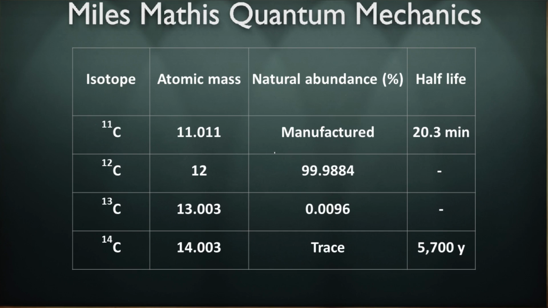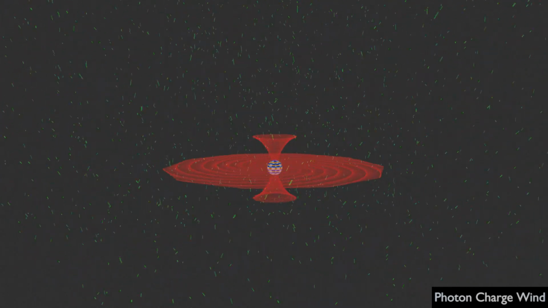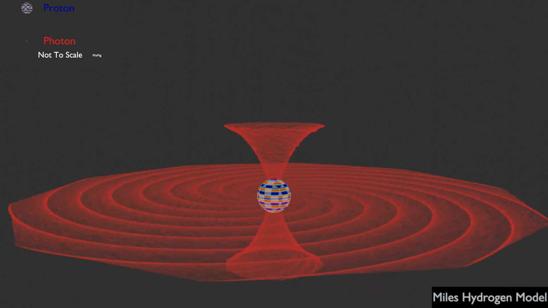Carbon exists as a C12 atom. But there is a second stable atom, C13, with an extra neutron. And a semi-stable atom, C14, with 2 extra neutrons. How do we build these beasts? We start with a hydrogen atom as our main proton in a horizontal position with an intake aligned to the charge wind. Miles has named this proton the carousel center.